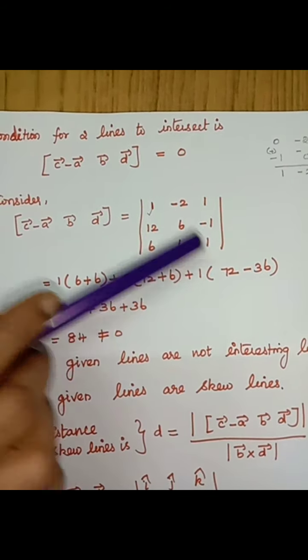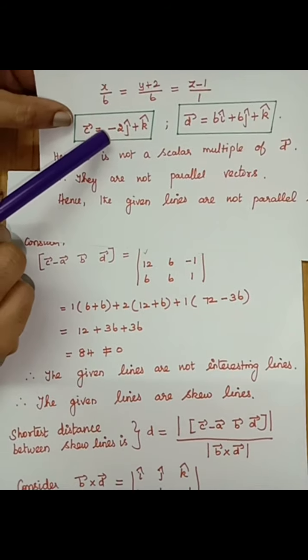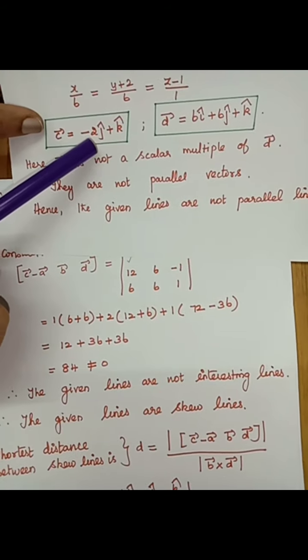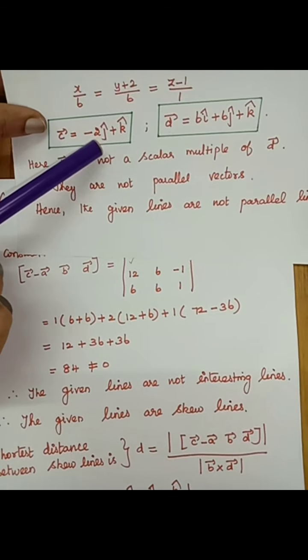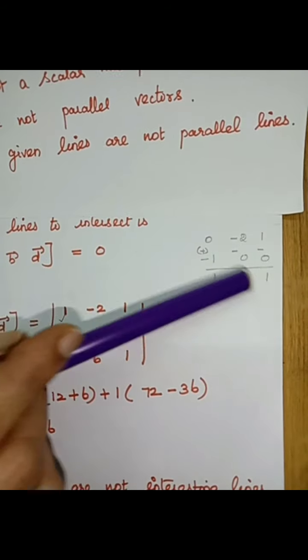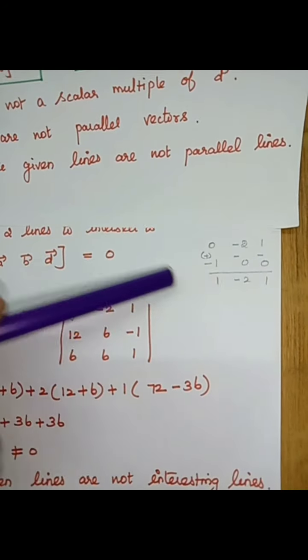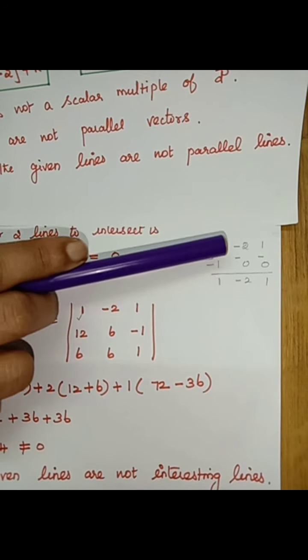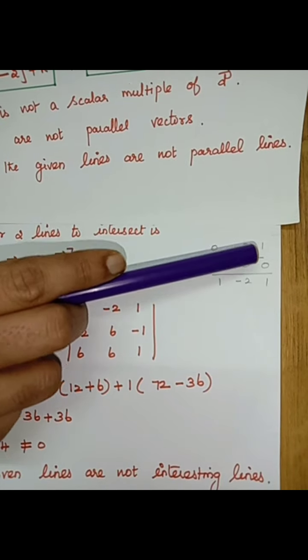So x2 minus x1 has to be taken from the C vector and A vector. See that here it starts with the j component, so the i component is 0. Next, the j component is minus 2 and the k component is 1 for the C vector. And the A vector components are here minus i cap, so it will be minus 1, 0, 0. So you have to do the subtraction, so I have changed the sign. So 0 plus 1 is 1, minus 2, and here 1 minus 0 is 1.